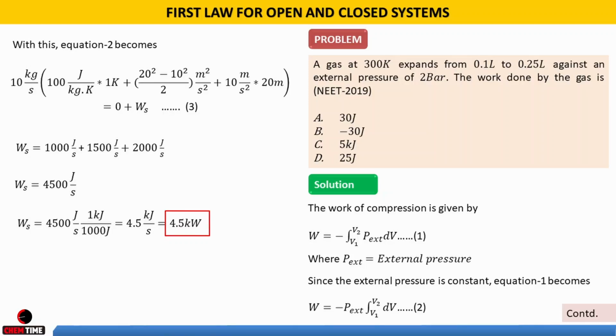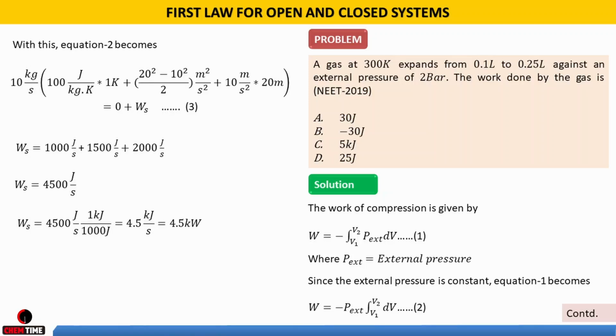Coming to the problem that is given in NEET 2019, a gas at 300 Kelvin expands from 0.1 liters to 0.25 liters against an external pressure of 2 bar. The work done by the gas is.